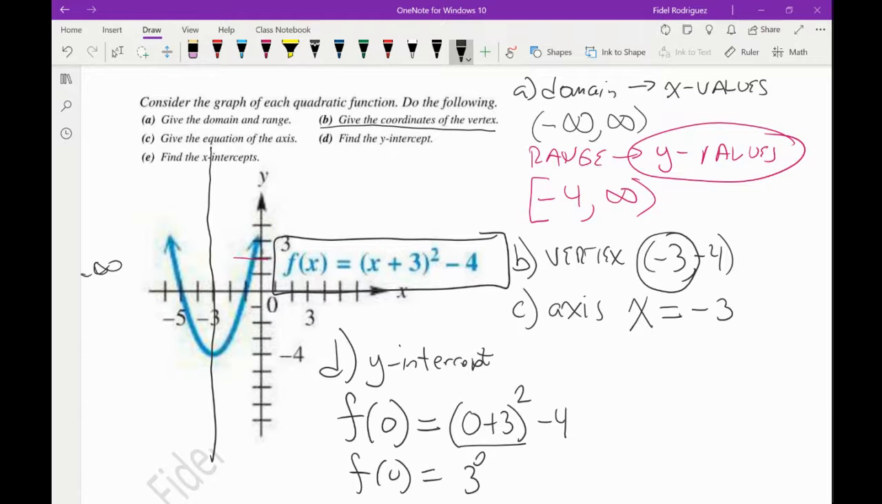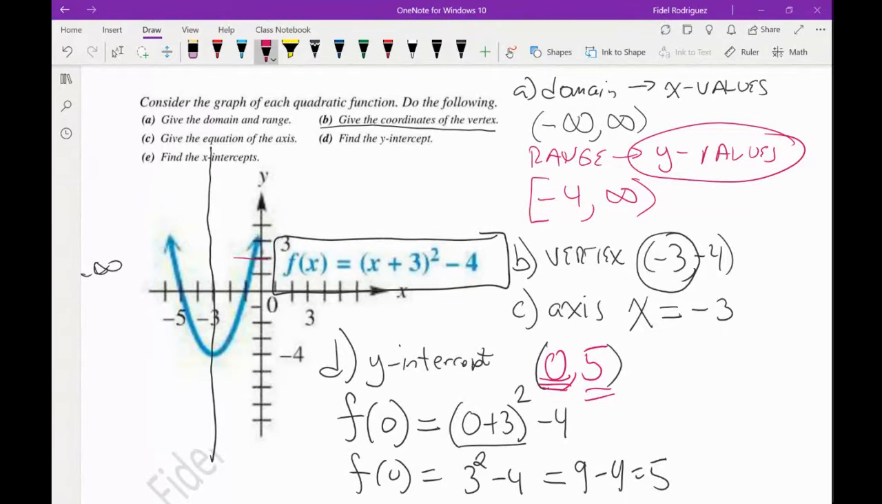0 plus 3 is still 3 squared minus 4. 3 squared is 9 minus 4, which is 5. So the y-intercept is a point. And the coordinates of that point, in our case, we plugged in the number 0, and we ended up with the number 5. And it's always, always, always going to be plugging in the number 0. We're always going to plug in 0 for our y-intercept. And then whatever answer we come up with will be that number right there.